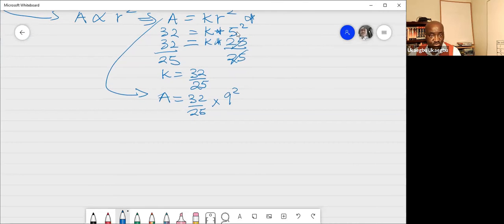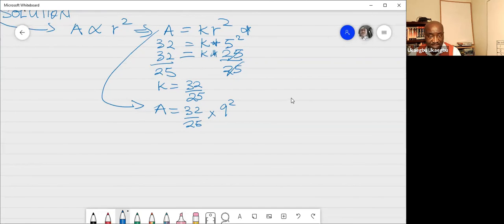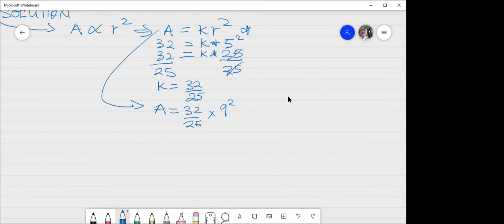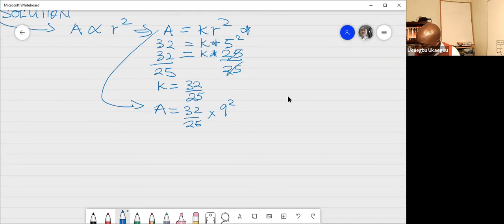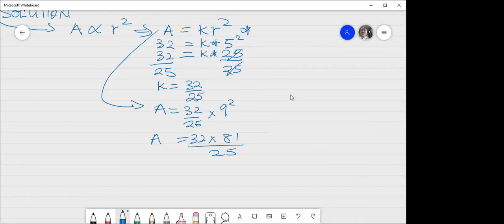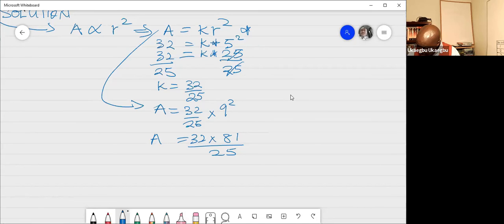That's when we need to use our calculator to punch in the number. So let me share a calculator quickly. You can use your cell phone calculator at this point. 9 squared is 81. 9 times 9 is 81. So you can just write 32 times 81 divided by 25. Use your calculator to give me the answer. 103.68. So the area now is 103.68 centimeters squared. So that's how to get it.